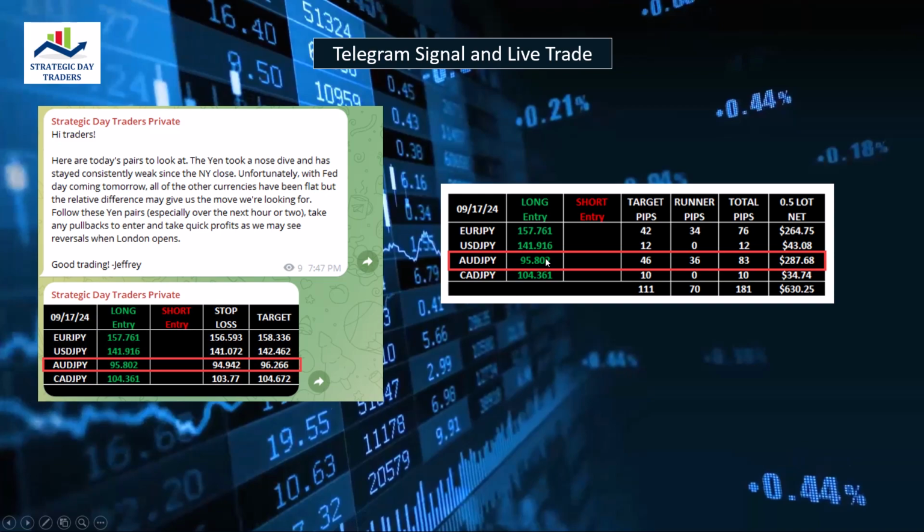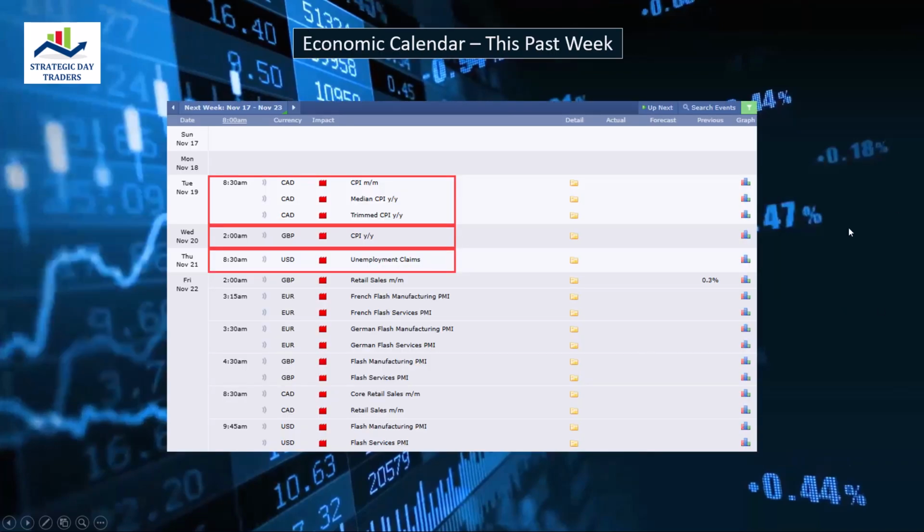And then we got our entry here for a target number of pips of 46 and had a runner on this for a total of almost 100 pips for this particular trade. Now, here's what we saw this past week.